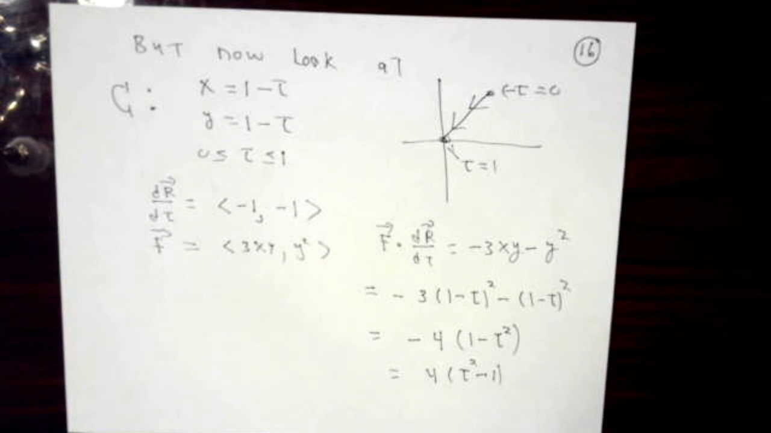The derivatives of x and y are easy to work out, as before. This time, though, when I simplify the integrand with respect to t, I get 4 multiplied by t minus 1 squared.